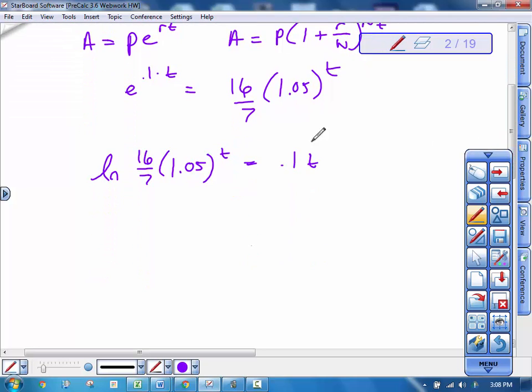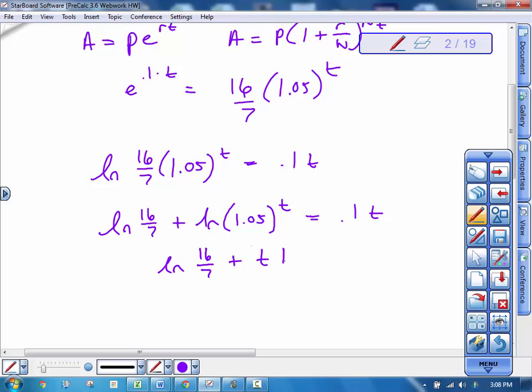Before you drop down the t, you actually have to do this, which is kind of confusing, but it's actually the log of two things multiplied together, so I have to make it log of the first thing plus log of the second thing before I bring down this exponent. Use the exponent rule. But I can bring down this exponent now, so I have natural log of 16 over 7 plus t natural log of 1.05 equals 0.1t.